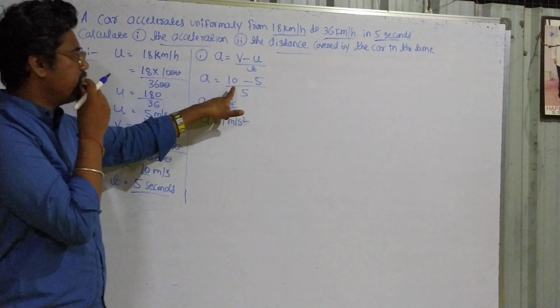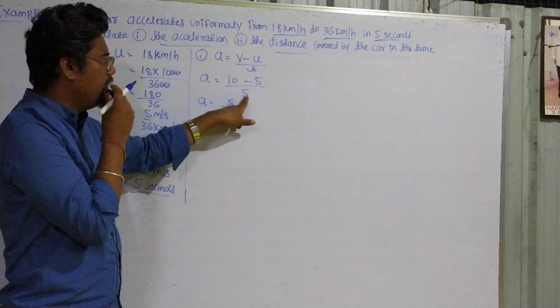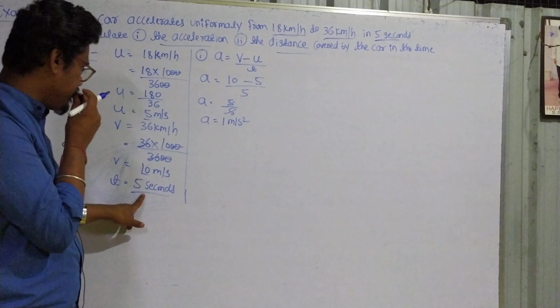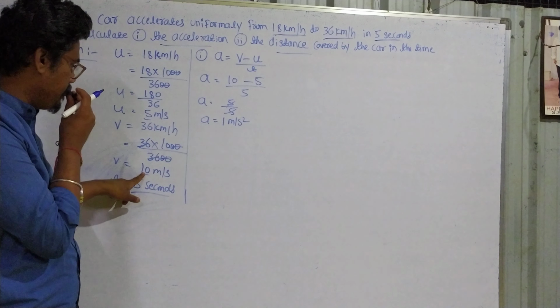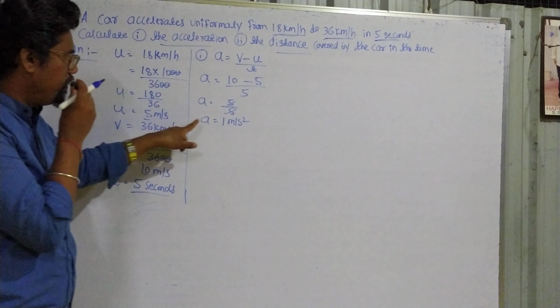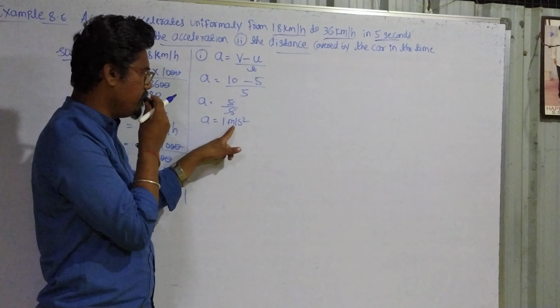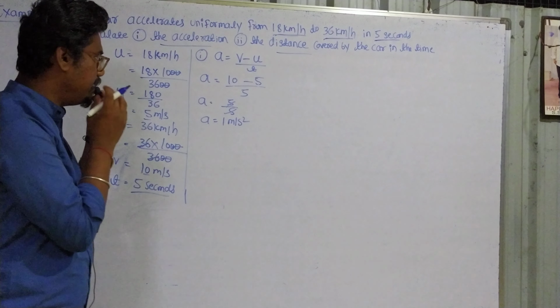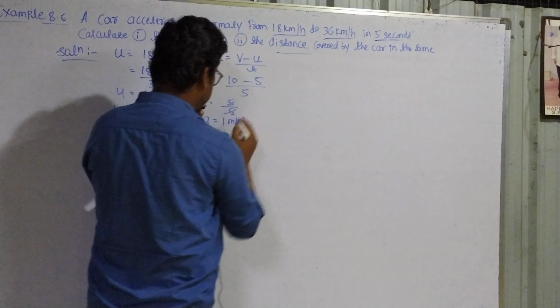So the final velocity is 10 meter per second, the initial velocity is 5 meter per second, and the time is 5 seconds. The difference is 5, divided by 5, so the acceleration is 1 meter per second square. Okay, next you have to find the distance.